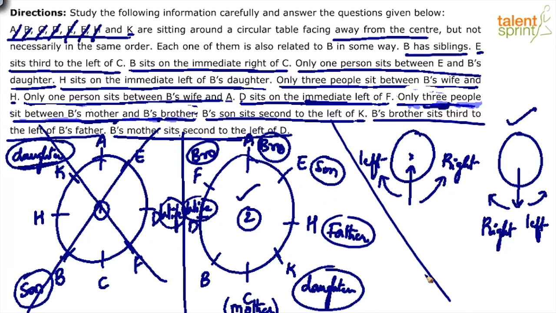Okay. So that's the final arrangement. I hope all of you have got the same answer. So let me just quickly read out, starting from C in the clockwise direction. C, B, D, F, A, E, H, K. And relationships from the same position. C onwards are mother, self, because everybody is related to B, right? Mother, self, wife, brother, son, father, daughter.